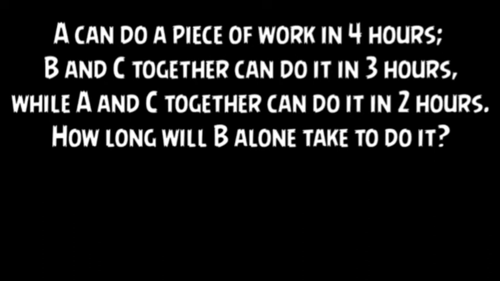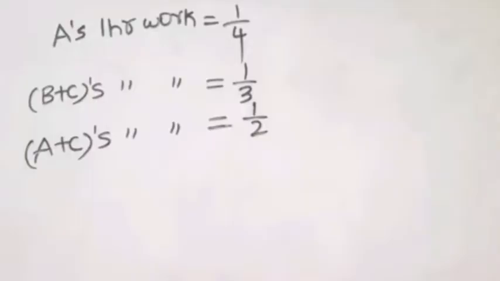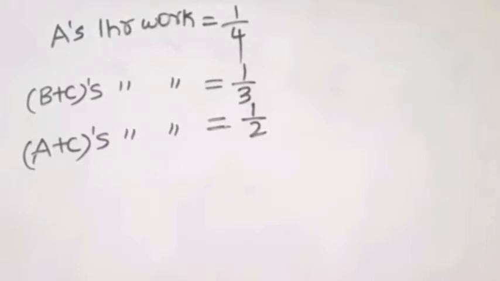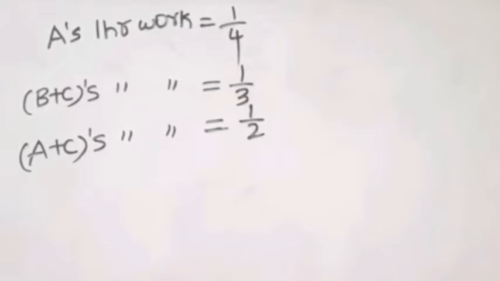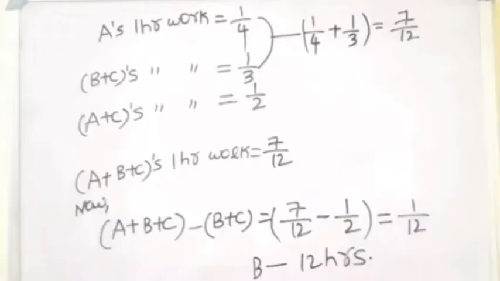Already we know A can do it in 4 hours, and we add A plus B plus C. So 1/4 plus 1/3 we have to add first. After that we have to subtract A plus B plus C minus A and C. Coming to the solution, in the question they have clearly given A's 1 hour work is equal to 1/4, B plus C is 1/3, and A plus C's 1 hour work is going to be 1 by 2. So this is the basic information given in the question. Let's see the solution.